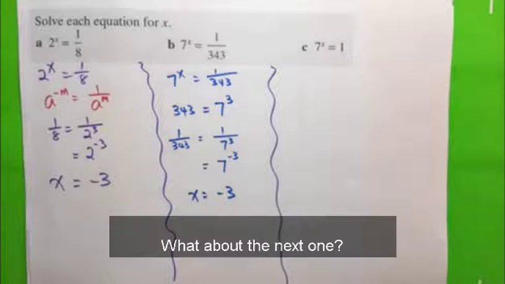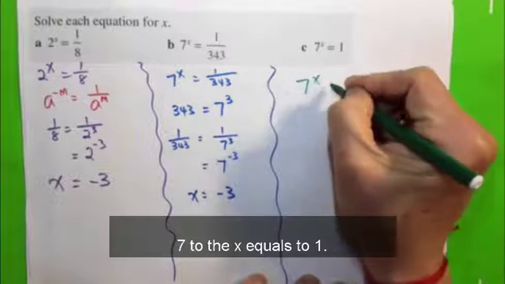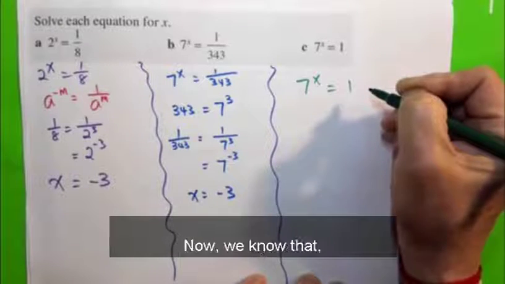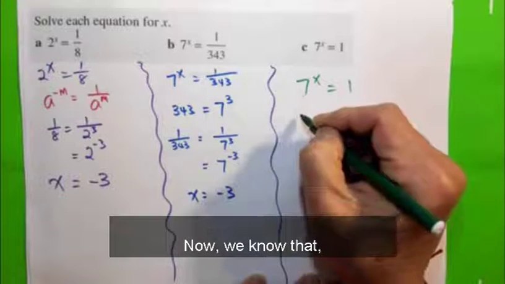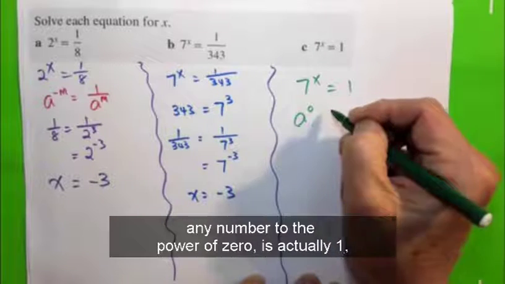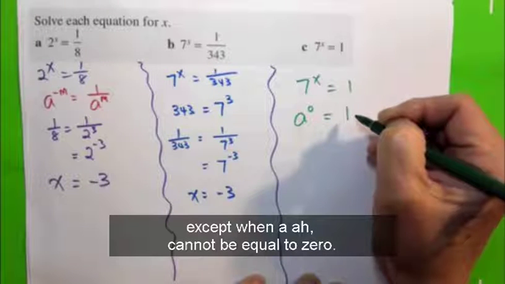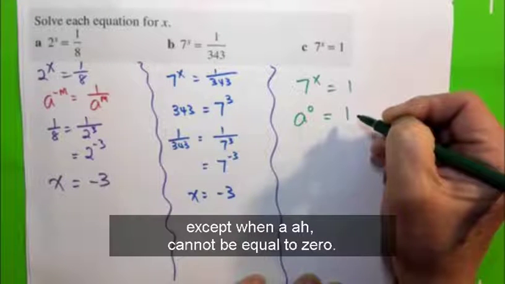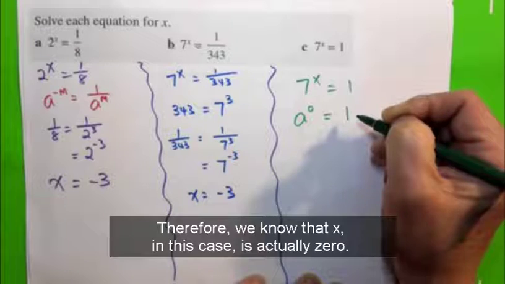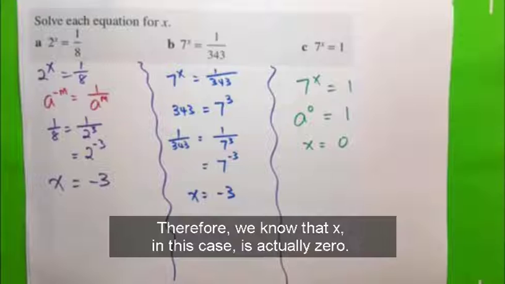What about the next one? 7 to the x equals 1. Now, we know that from the zero index law, any number to the power of 0 is actually 1, except when a is equal to 0. Therefore, we know that x in this case is actually 0.